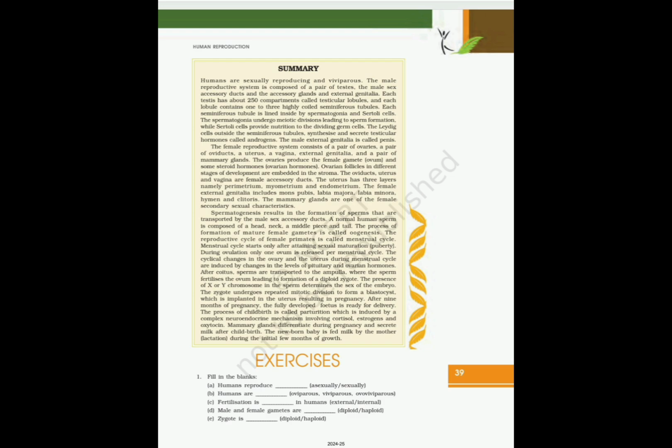The process of childbirth is called parturition, which is induced by a complex neuroendocrine mechanism involving cortisol, estrogens, and oxytocin. Mammary glands differentiate during pregnancy and secrete milk after childbirth. The newborn baby is fed milk by the mother, lactation, during the initial few days of growth.